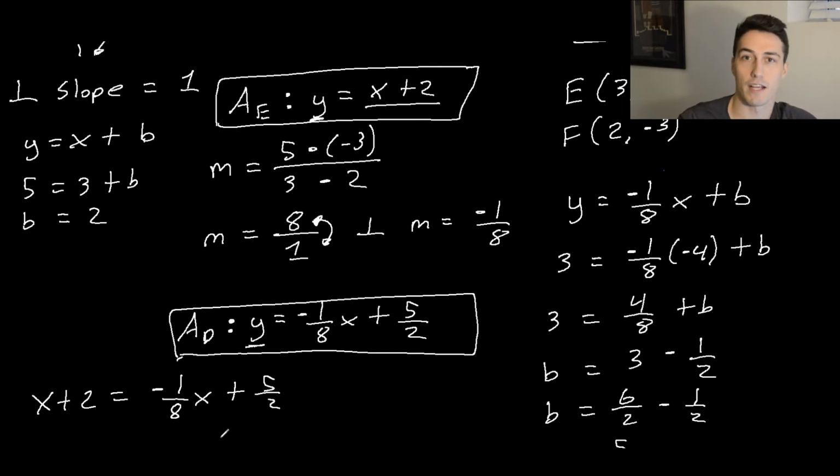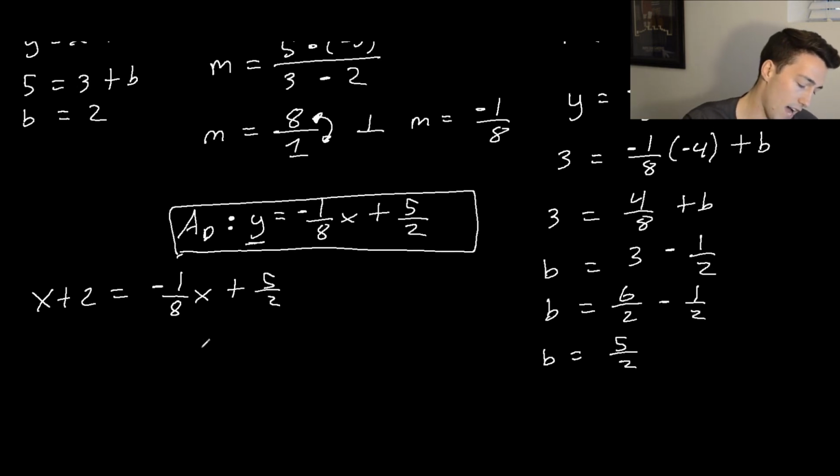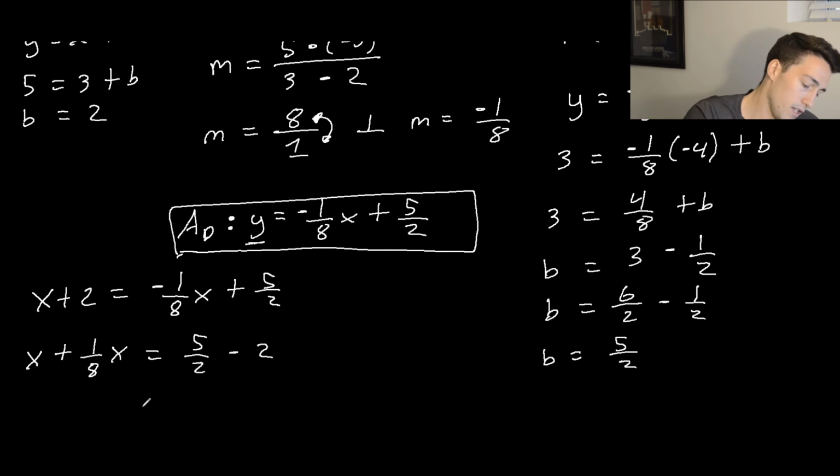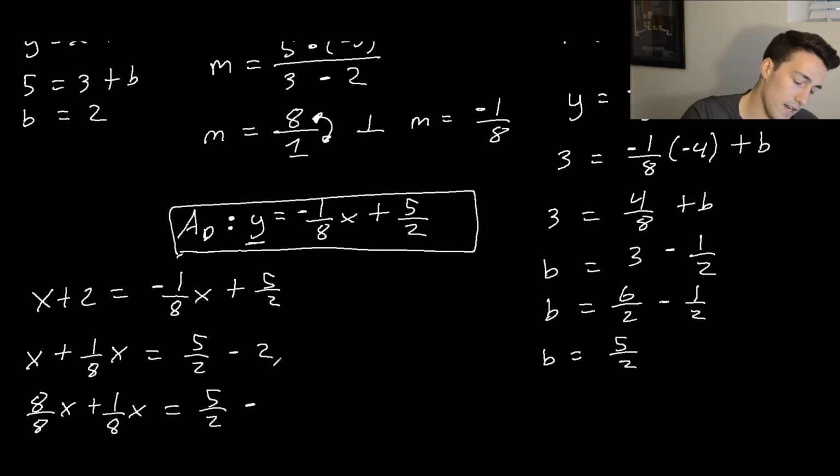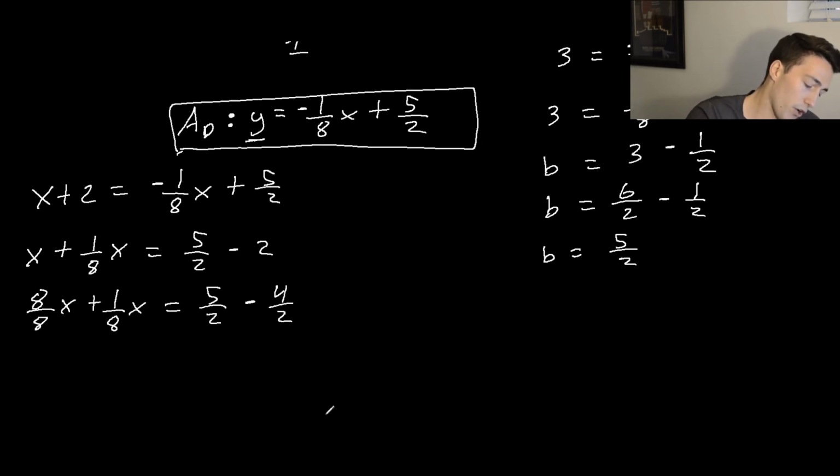Now I'm going to put all the x's on one side of the equation and all the constants on the other side. So we're going to have x plus 1/8 x is equal to 5/2 minus 2. With common fractions, this is 8/8 x plus 1/8 x is equal to 5/2 minus, and if we multiply 2 by 2, it'll be 4/2. So now we get 9/8 x is equal to 1/2.